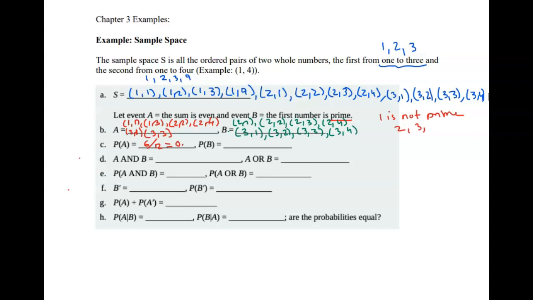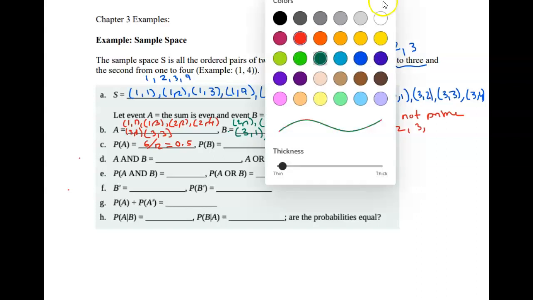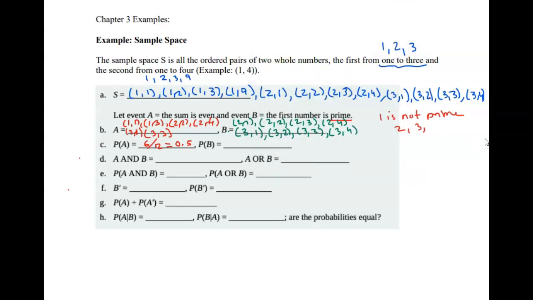All right, let's look at the probability that B occurs. So we have 8 occurrences in B divided by the 12 in the sample space. 8 over 12, divide by 4, you get 2/3, or 0.66 repeating.